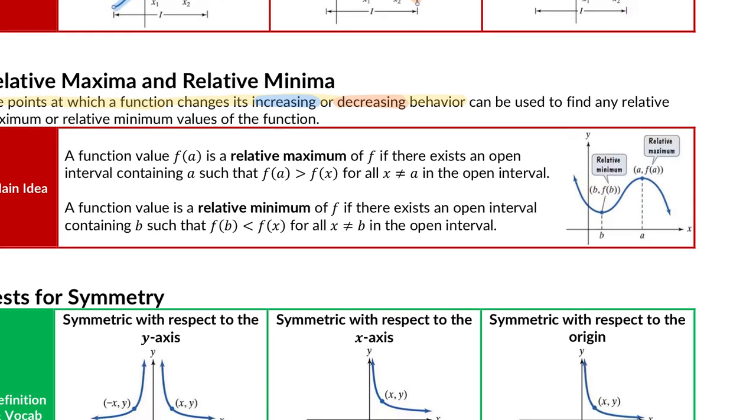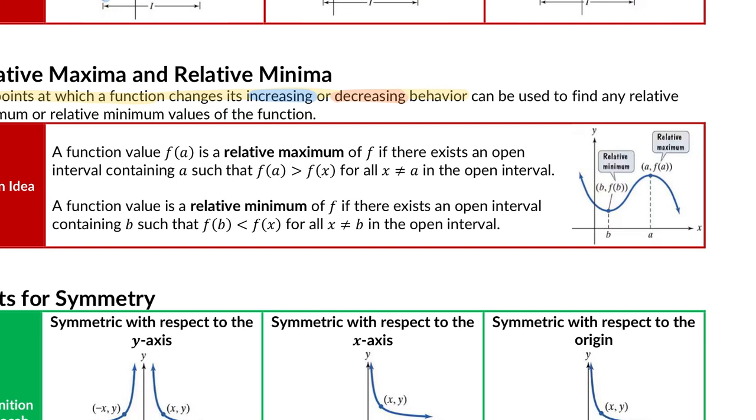The function value f of a is considered to be a relative maximum if there exists an open interval containing a such that f of a is larger than f of x for all x not equal to a in the open interval. That's a formal mathematical definition of just trying to say it's a hill. Don't overthink it. It does have a very formal mathematical definition.